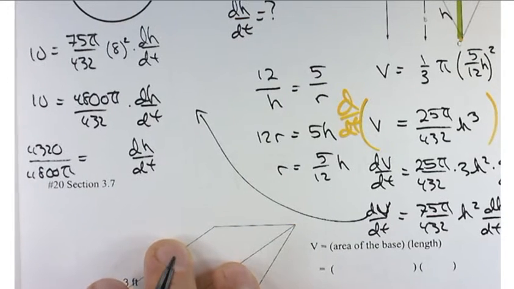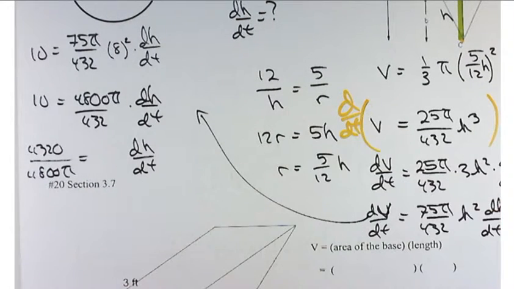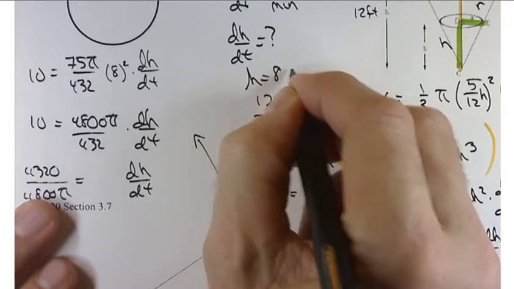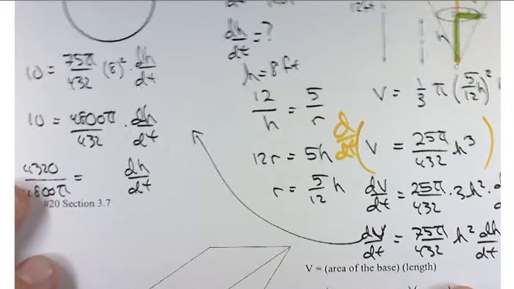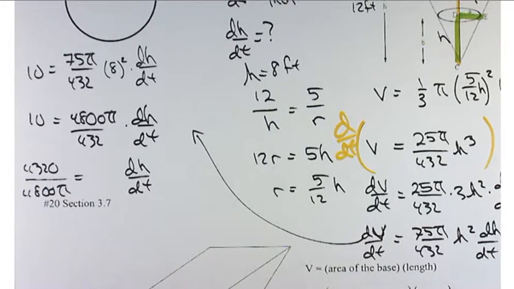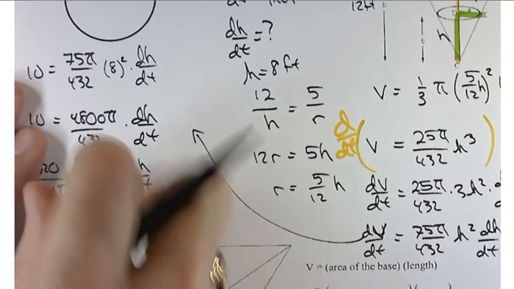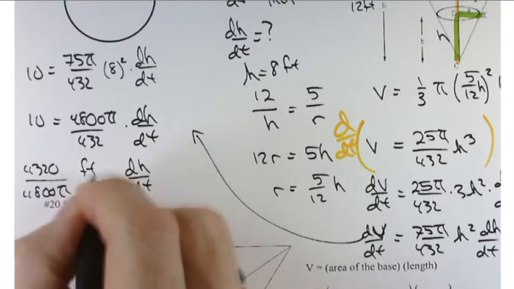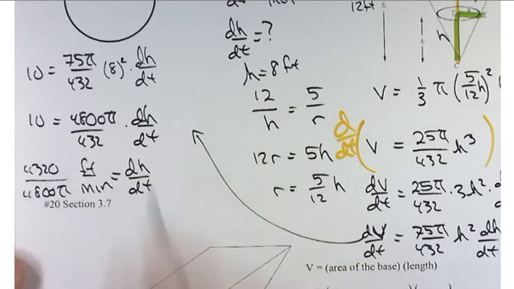Eight was the depth of the water. They told that to you in the problem. So probably should have listed that over here, like h equals 8 feet. Speaking of units, though, what units go here for this? Feet per minute. Yes, feet per minute.